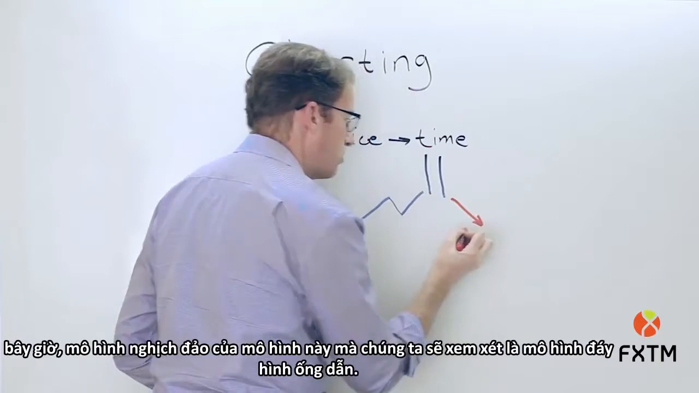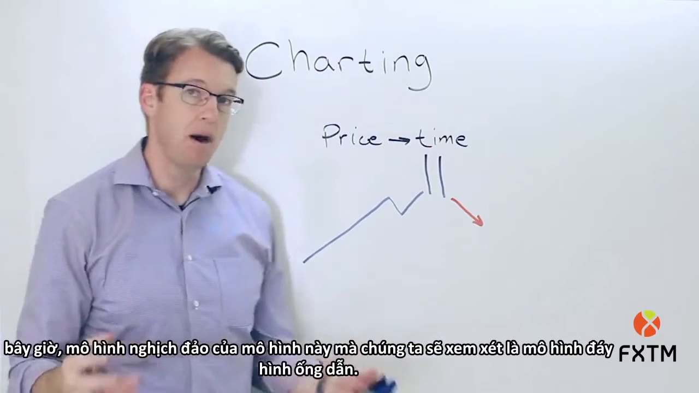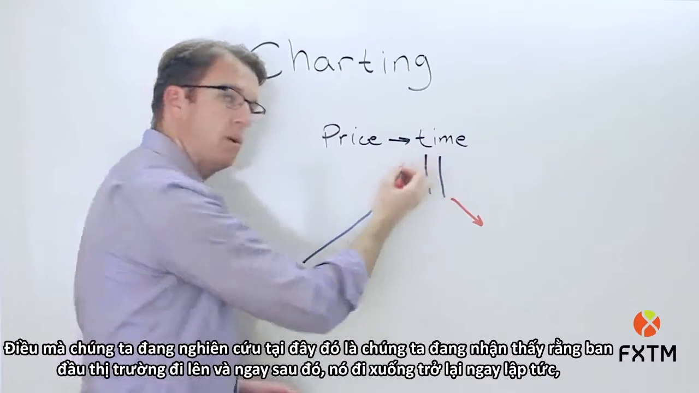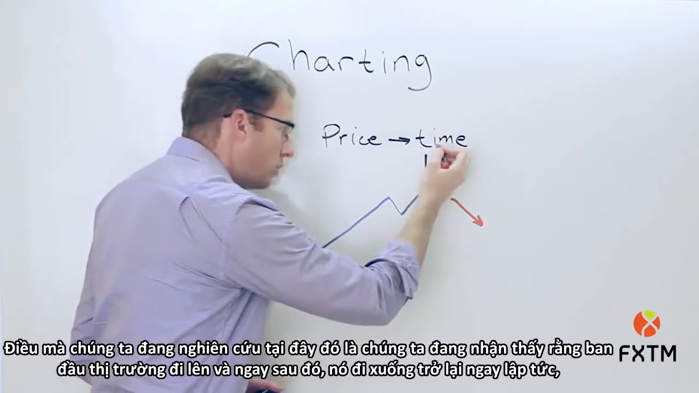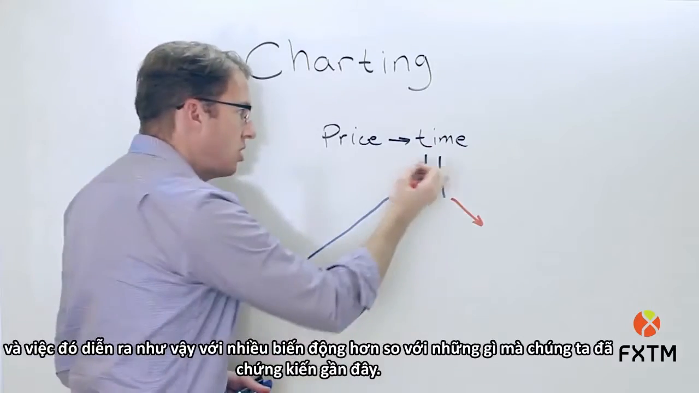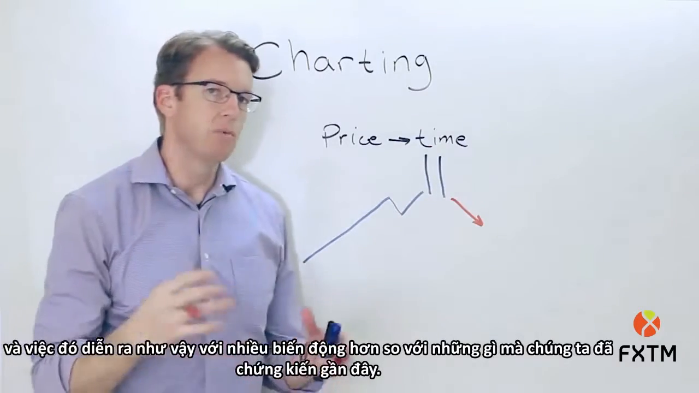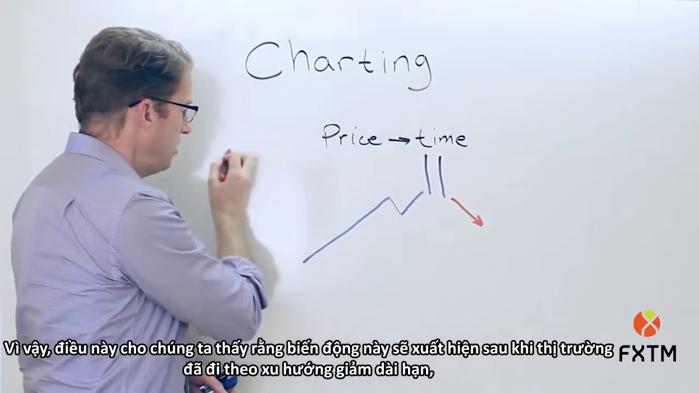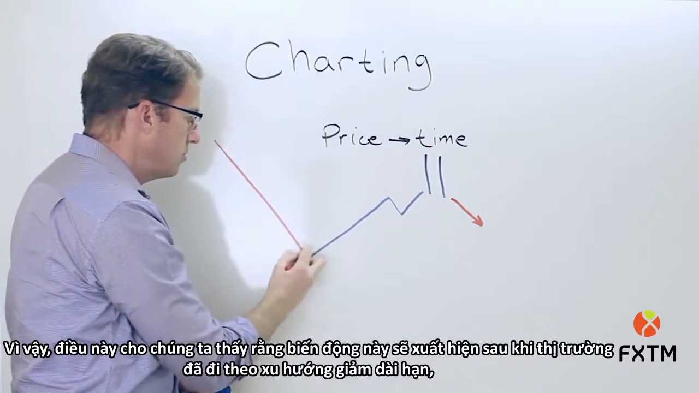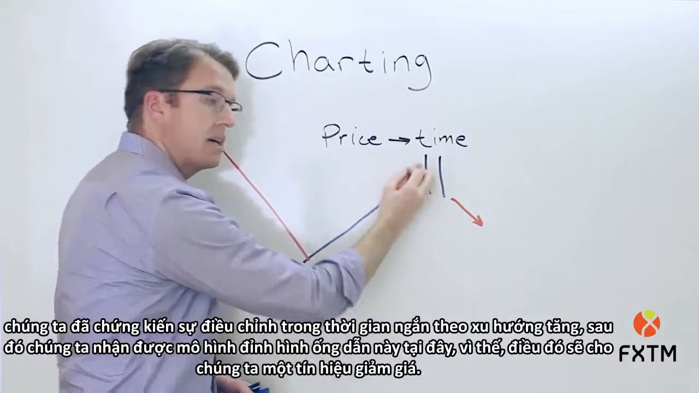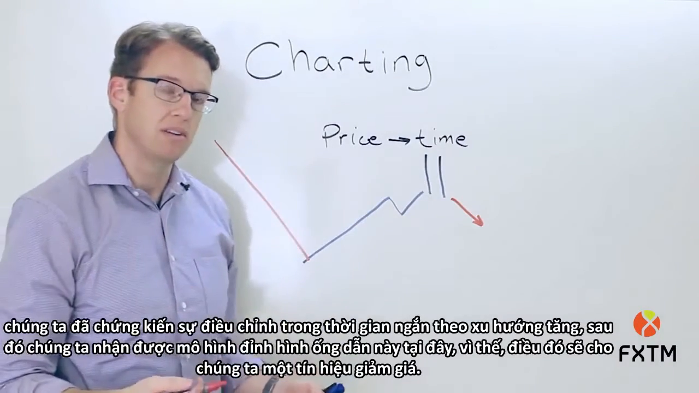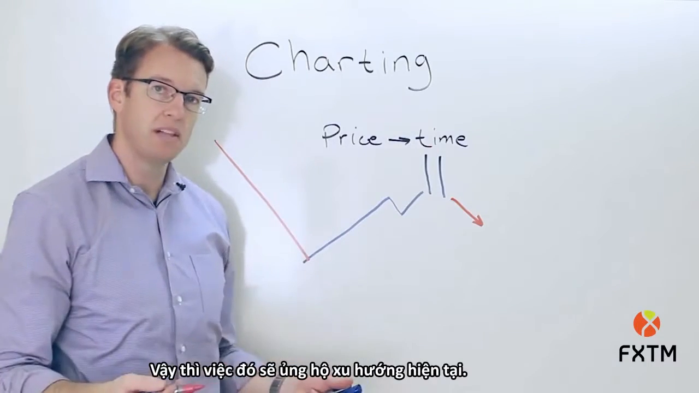Now, the inverse of this we would look at as a pipe bottom. What we're seeing here is that initially the market went up, and then right after that it went right back down, and did so with a lot more volatility than what we've seen recently. So, let's say this were to appear after the market had been in a long-term downtrend, we'd had a brief correction to the upside, then we get this pipe top here that would give us a bearish signal. That would be in favor of the prevailing trend.